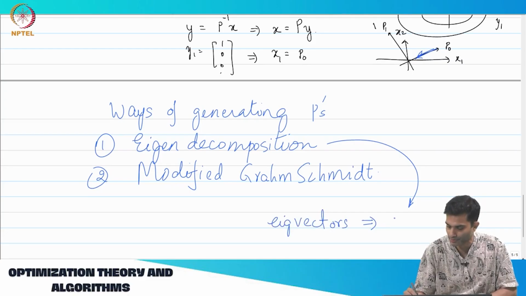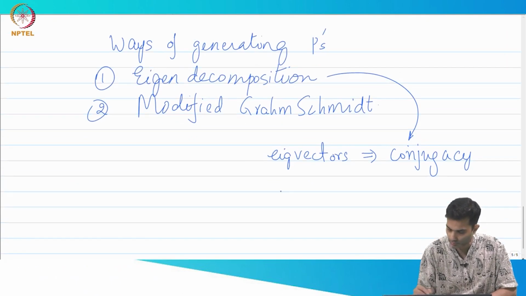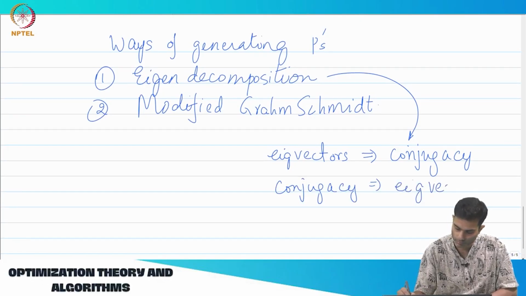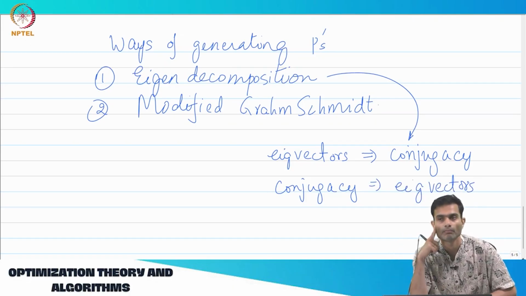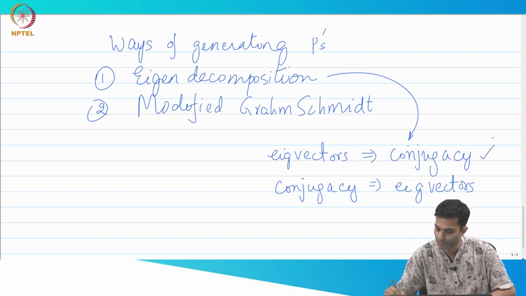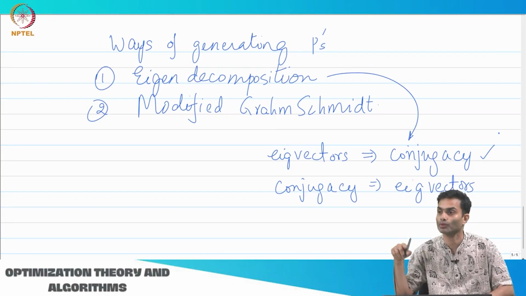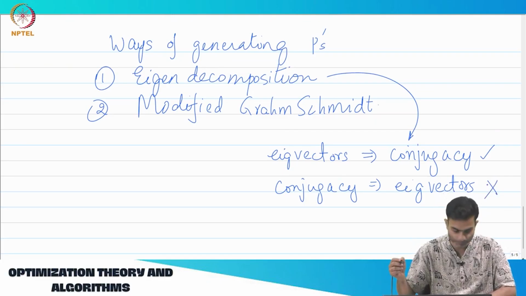tell me which statement is true. Which of these two statements is true? First one is true, right? We saw that eigenvectors turned out to be conjugate, but there's no necessity for conjugate vectors to also be eigenvectors. This is not the case. Okay? This is something important to keep in mind.